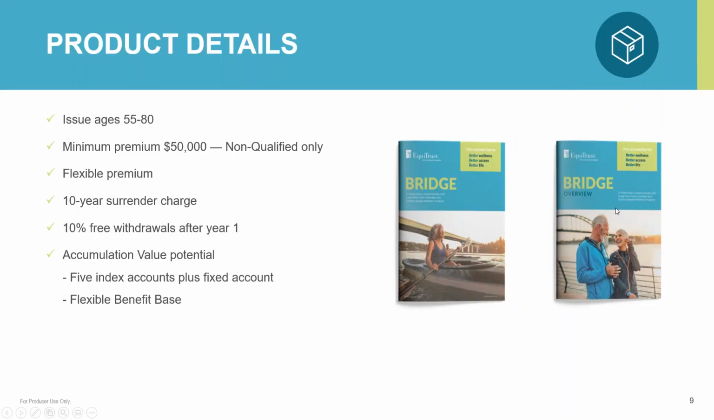So here are some basic product details I wanted to mention to you. Issue ages on the bridge product will be 55 to 80. It will accept non-qualified money right now. One of the biggest questions we get is, okay, understand non-qualified money now. What about qualified money potentially in the future? And the answer to that question is that will be something that we will entertain doing, possibly as a secondary option on a different version of a bridge product in the future. But right now it's going to be non-qualified money only.